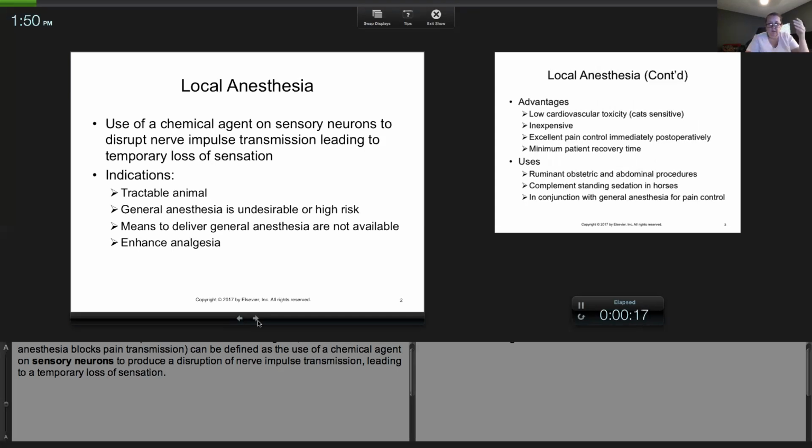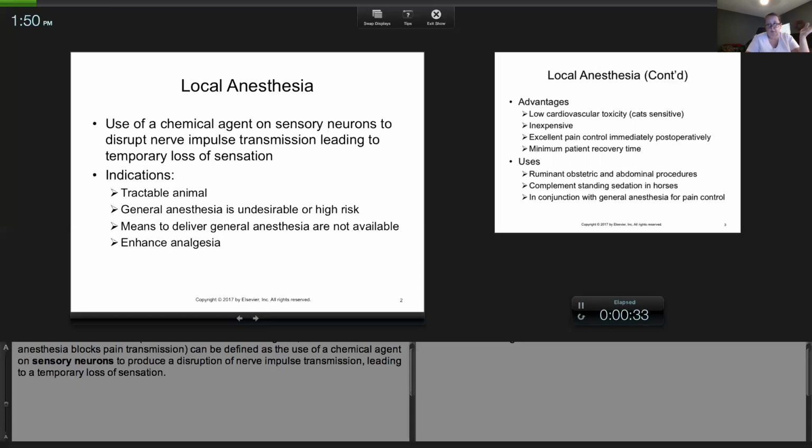So if we need to help with restraint, if general anesthesia is a risk, if we can't do general anesthesia, or just to enhance analgesia. These are all indications for why we would use local anesthesia.